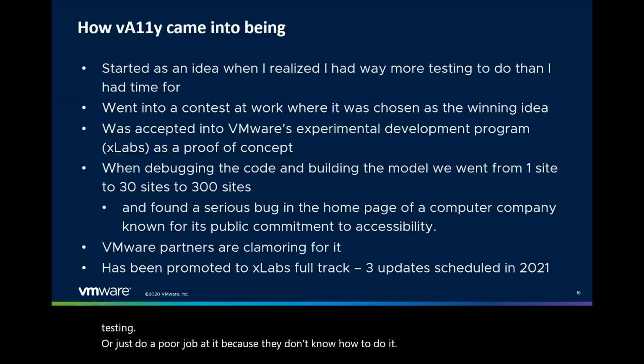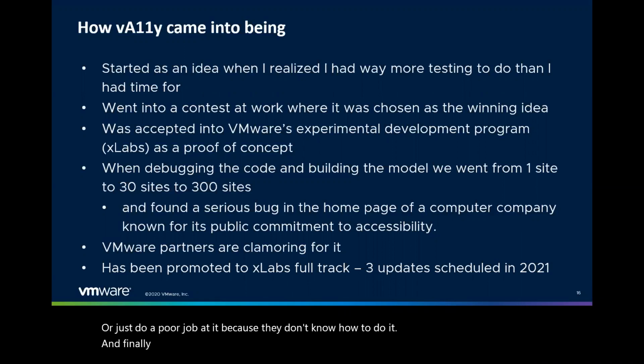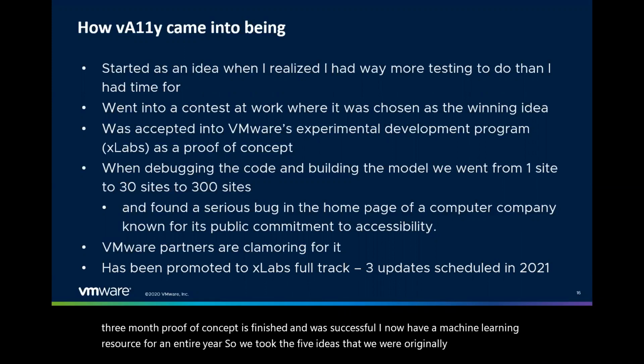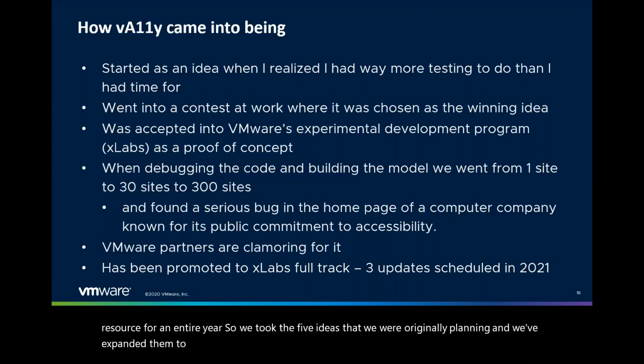And finally, the project has been promoted to X Labs full track. So what that means is, since the 3-month proof of concept is finished and was successful, I now have a machine learning resource for an entire year. So we took the 5 ideas that we were originally planning and we've expanded them to 31, and we'll be doing 3 updates in 2021.